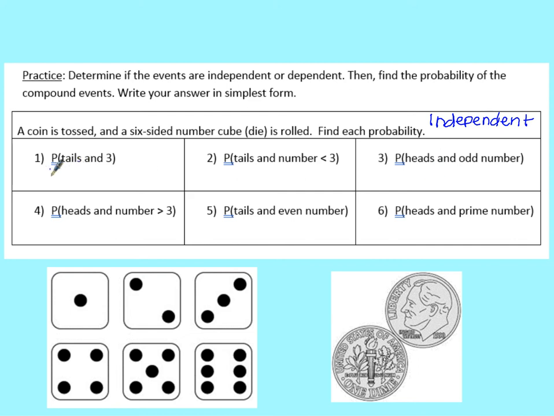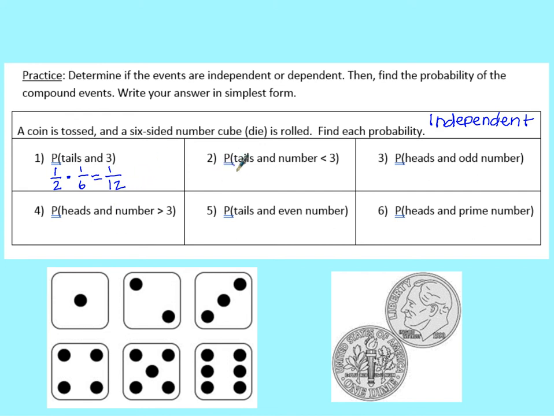So first we want to do the probability of tails and a 3. To get the probability of tails, that's 1 over 2. We can get tails or we can get heads, so we have 1 out of 2 chances for that. And then to get a 3 on a 6-sided die, we have a 1 out of 6 chance. So that's 1/2 times 1/6. On top we get 1, and on the bottom we get 12, and that's our simplest form of that fraction.